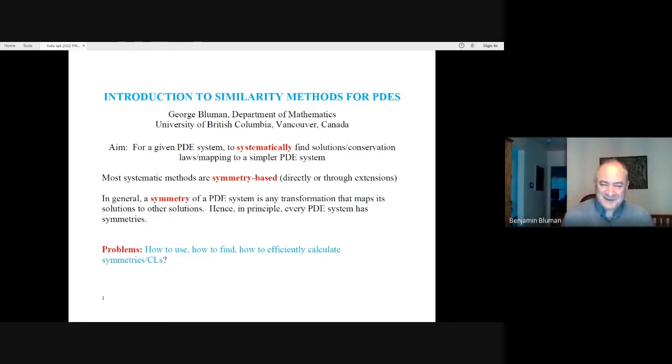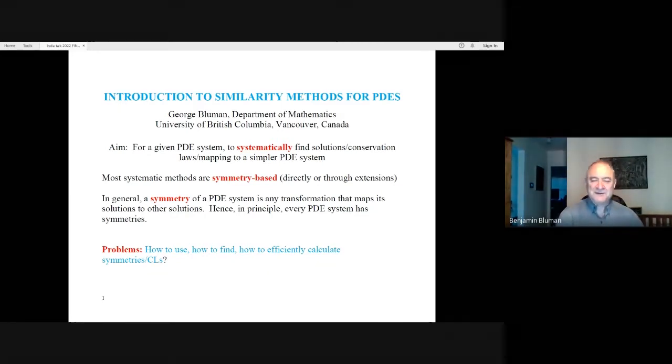The aim here, for a given system of partial differential equations, is to systematically find solutions, conservation laws, and mappings to a simpler PDE system, when this is possible. Most systematic methods are symmetry-based, directly or through extensions. And in general, a symmetry of a system of partial differential equations transforms its solutions to other solutions. Hence, in principle, as a thought experiment, every system of partial differential equations has symmetries.